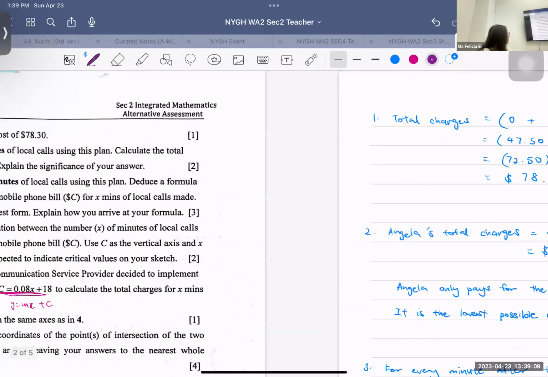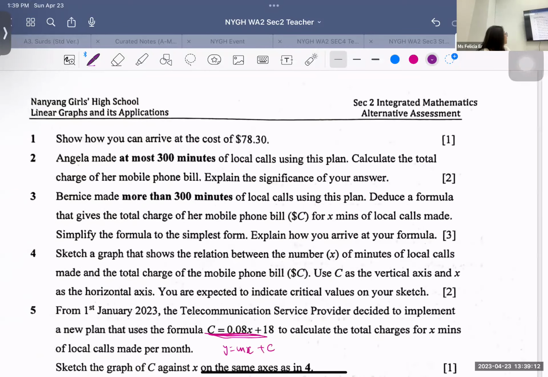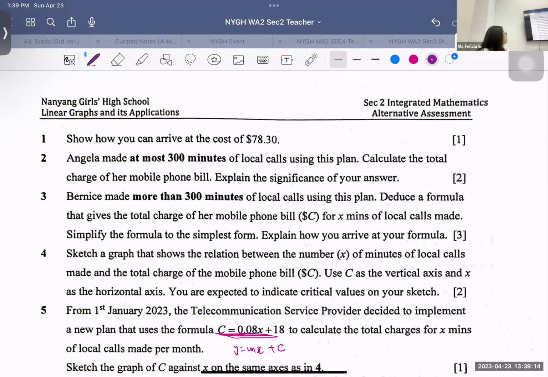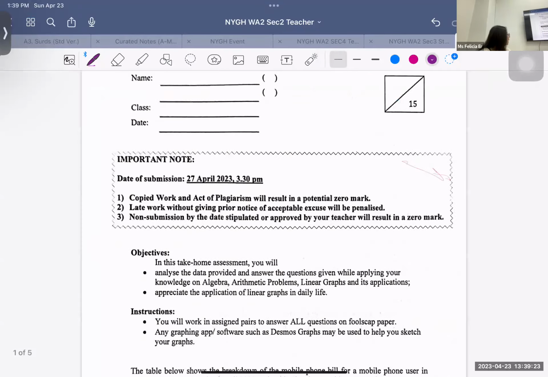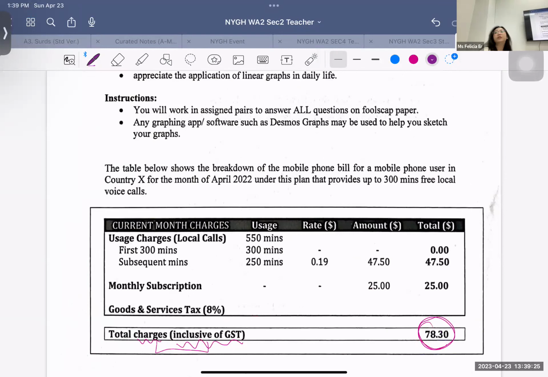Okay, let's look at the second question. The second question says, Angela made at most 300 minutes of local calls using this plan. At most 300 minutes. So what does it mean? First, you need to understand the context of this, and you will realize that if the total amount of calls doesn't exceed 300 minutes, you don't have to pay extra for every minute.